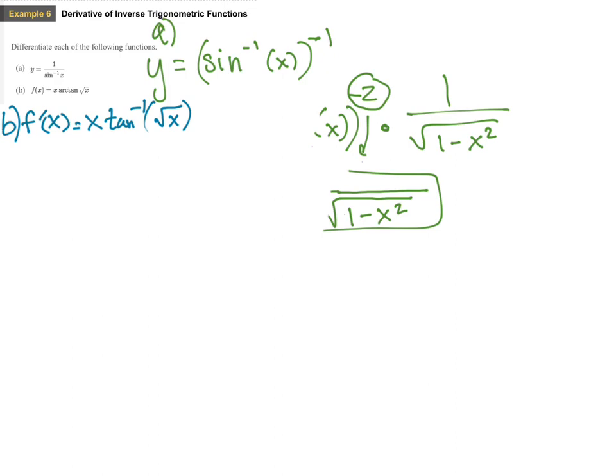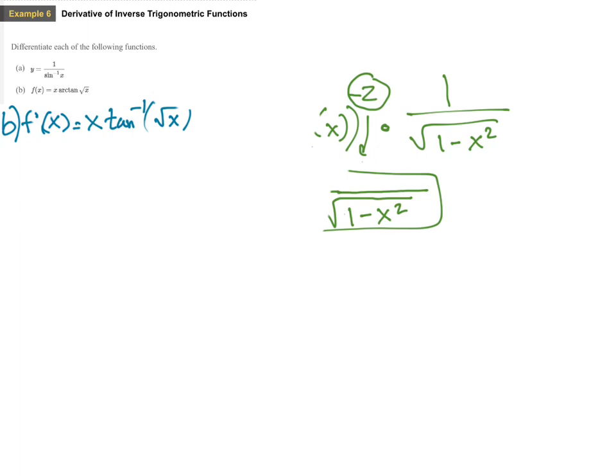It's a product, he says. Yes, it's a product. This is not f prime. This is f. Hey, why didn't you write arc? I just put tangent inverse. I hate arc. Tangent inverse is faster to me. It's fine. Arctan and tangent inverse are the same thing. This is a product.